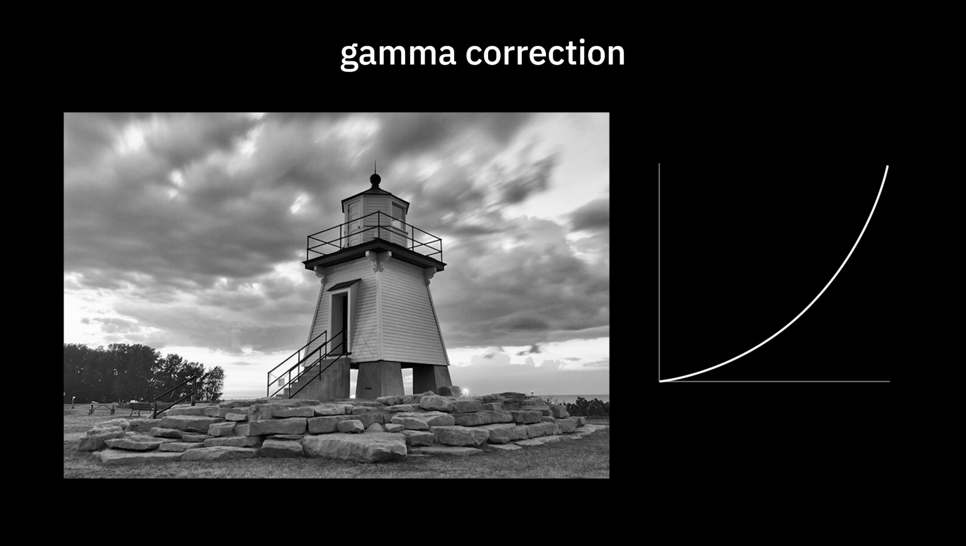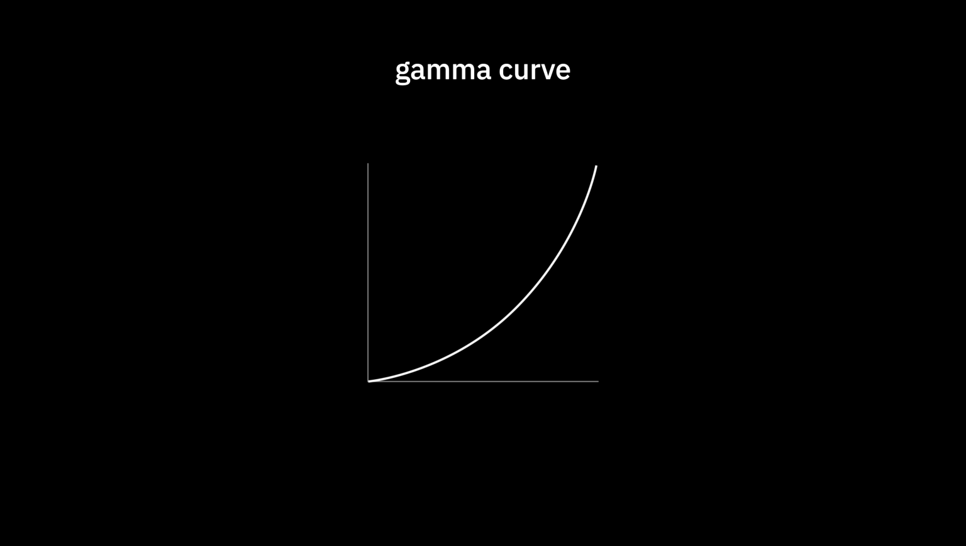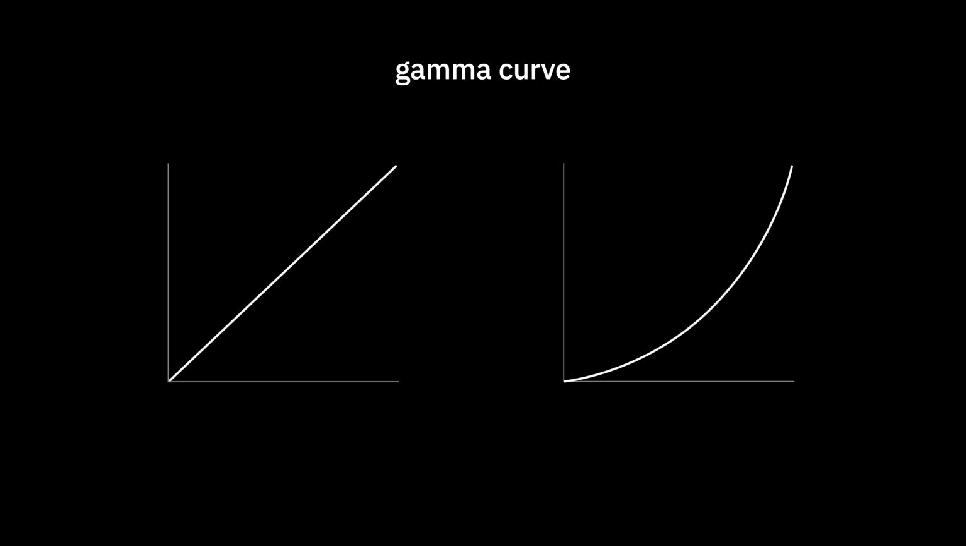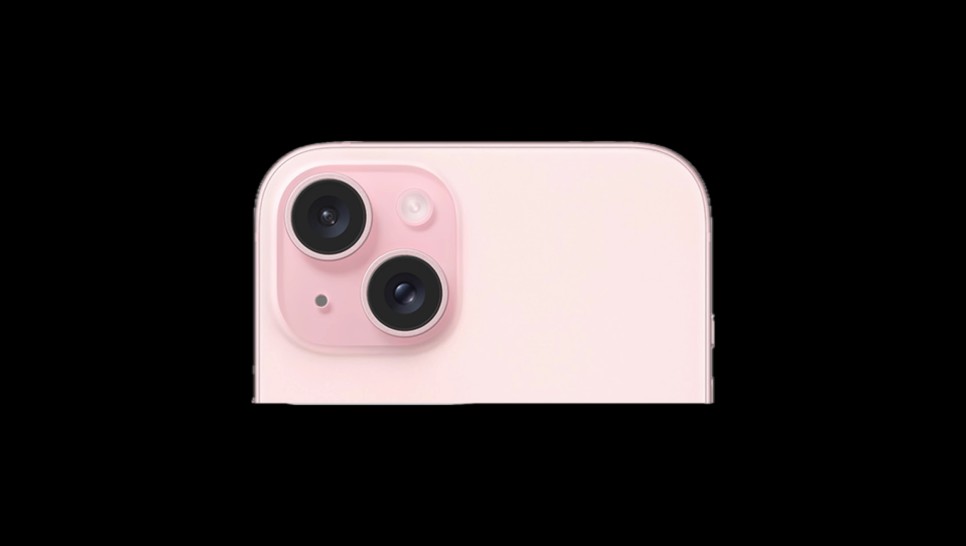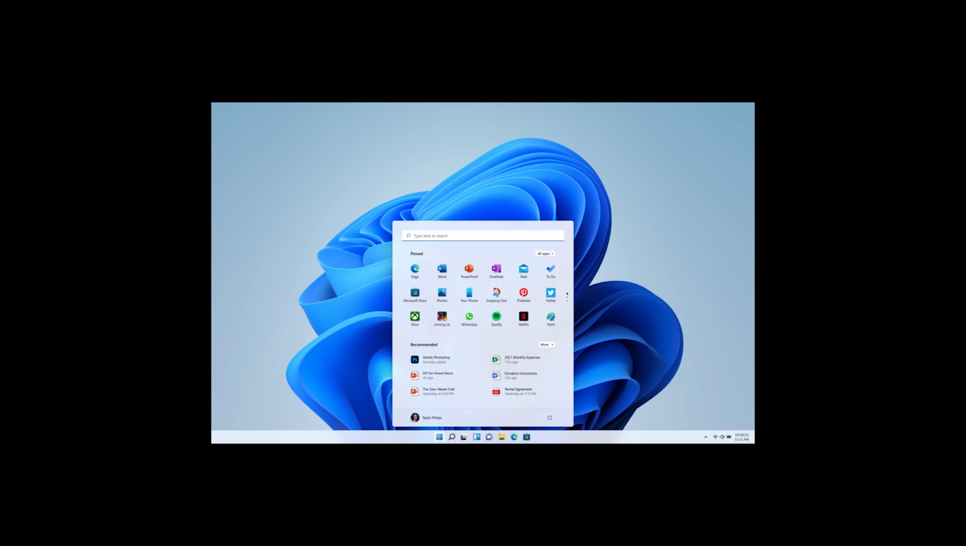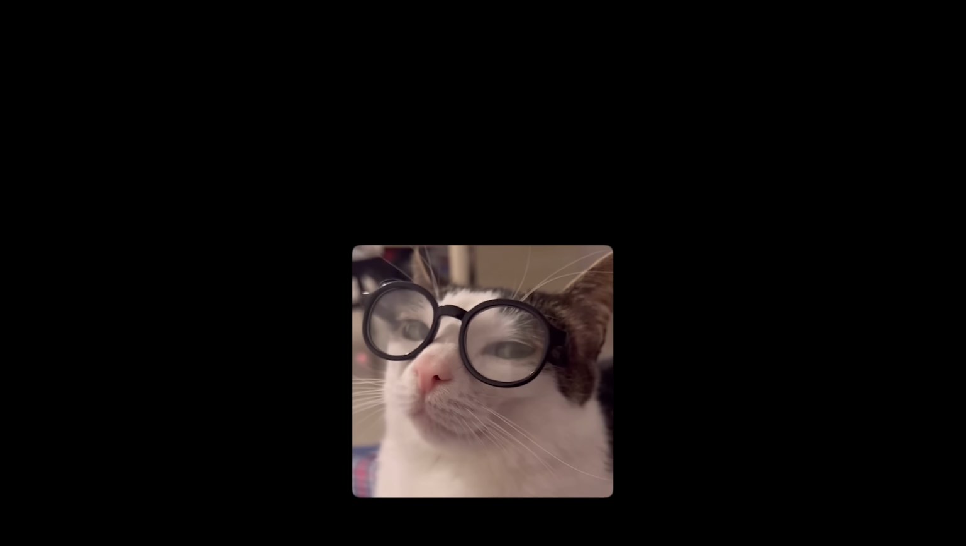This process is called gamma correction, and this is called a gamma curve. This linear one has a gamma value of 1, and this one 2.2, which is the standard gamma value on cameras like on iPhones or most other interfaces. Now that we have some media, let's show them on a display.